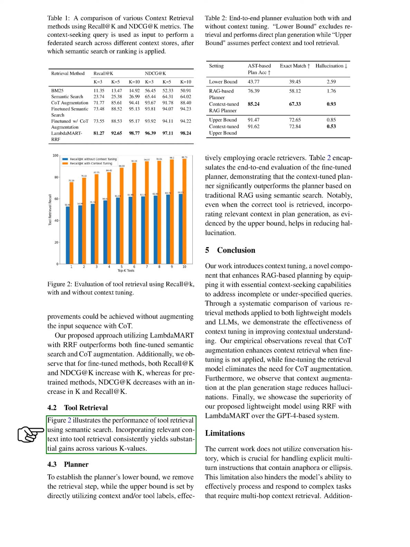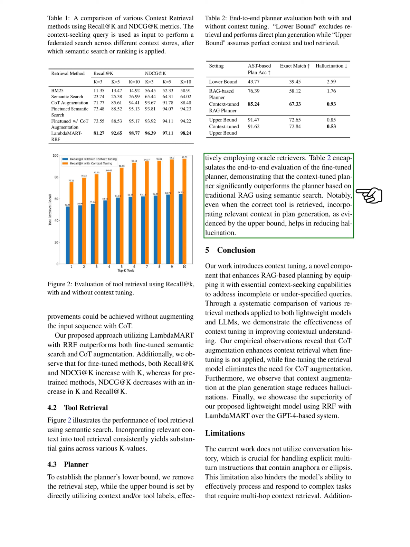The performance of tool retrieval using semantic search is shown in the figure. Including relevant context into tool retrieval consistently results in substantial gains across various K values. To establish the planner's lower limit, we remove the retrieval step, while the upper limit is set by directly using context and/or tool labels, effectively using Oracle retrievers. The end-to-end evaluation of the fine-tuned planner shows that the context-tuned planner significantly outperforms the planner based on traditional RAG using semantic search. Importantly, even when the correct tool is retrieved, including relevant context in plan generation, as shown by the upper limit, helps in reducing hallucination.